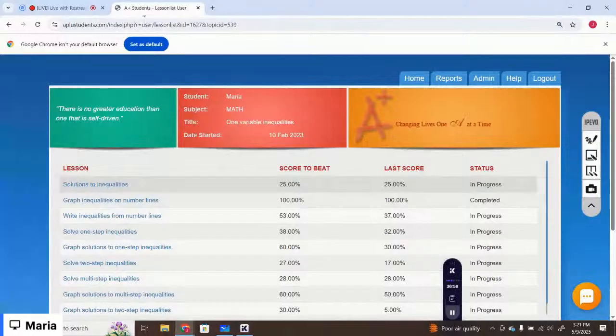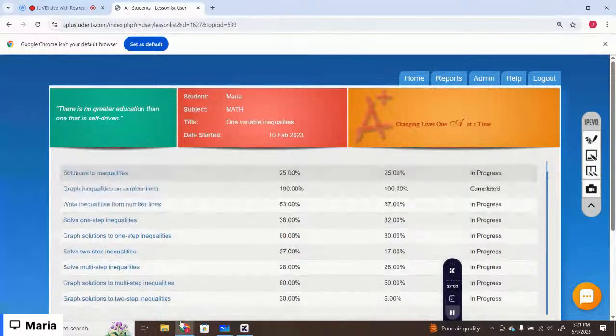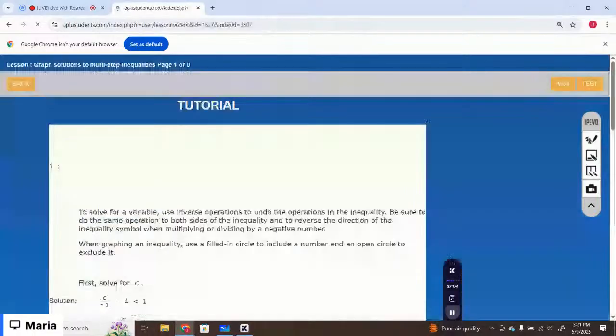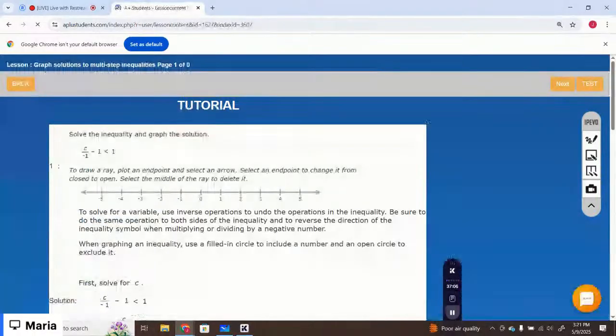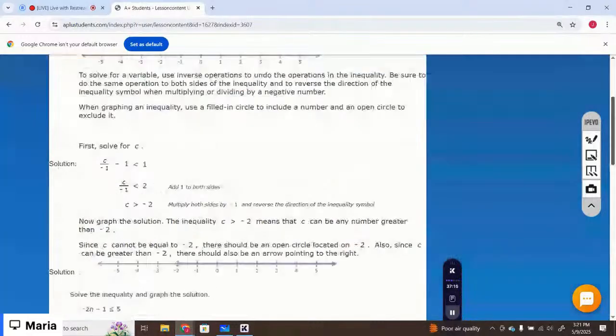The next lesson is graph solutions to multi-step inequalities. Solve the inequality and graph the solution. C over negative 1 minus 1 is less than 1. So you need to add 1 both sides, so that is C over negative 1 is less than 2. Now multiply negative 1 both sides, so C is greater than negative 2. So there must be an open circle at negative 2 because negative 2 is not the solution, but all the numbers that are greater than negative 2 are the solution.